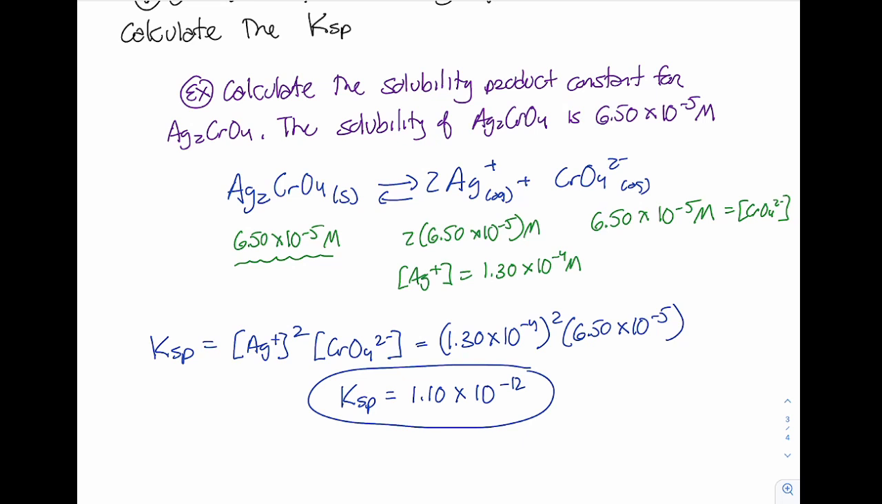And again, I do expect small numbers. Remember, these are slightly soluble. I expect that it's going to be reactant favored, right? Most of it is going to be this. I expect that these numbers are going to be very, very small. So if you get a big number for your answer, you goofed up somewhere. Go back. It's going to be a small number.